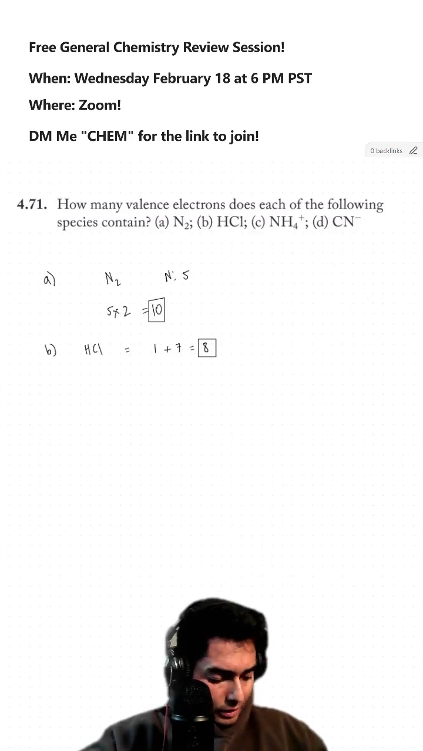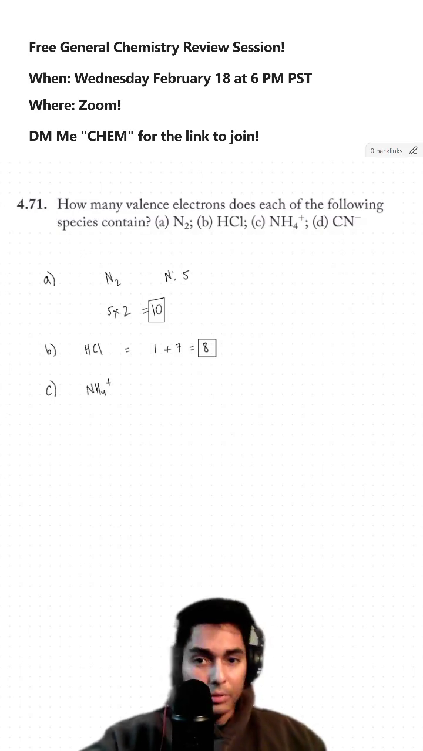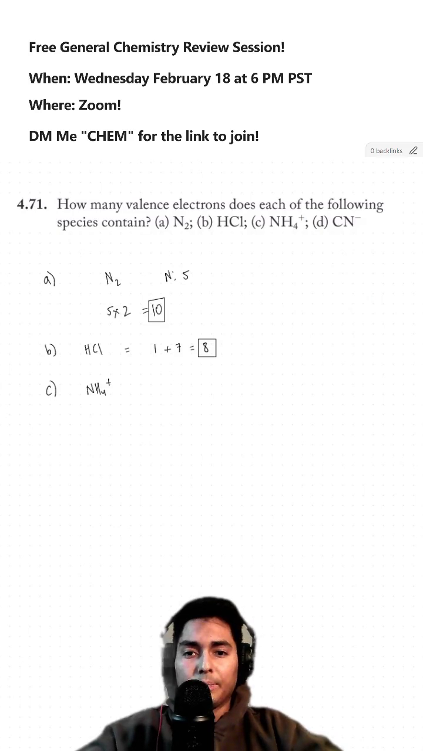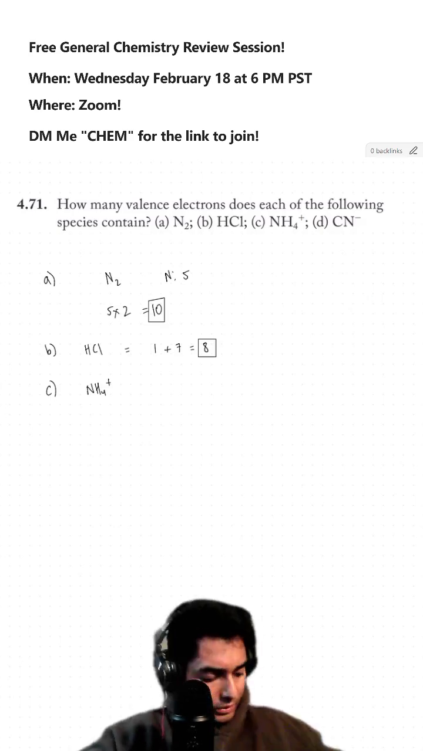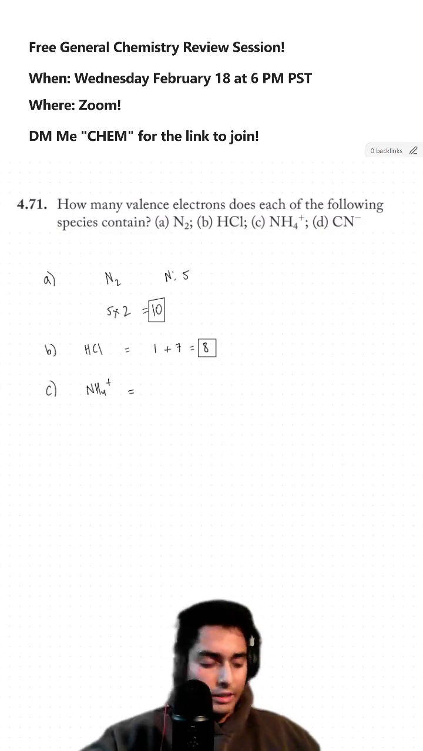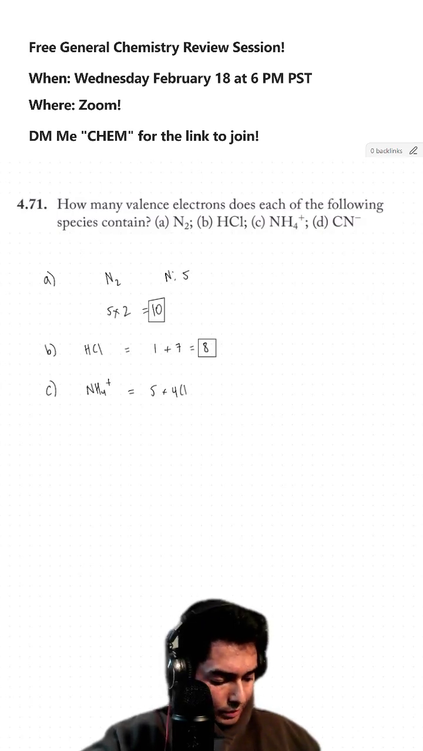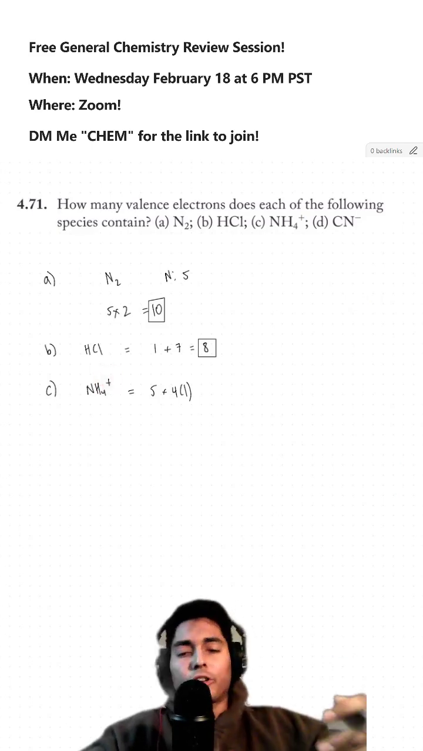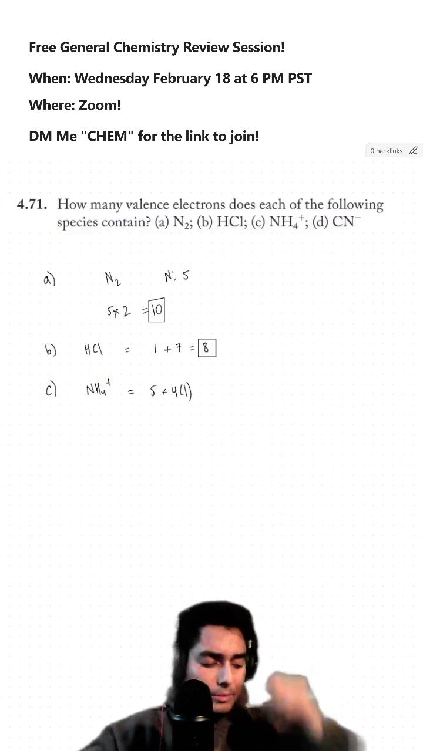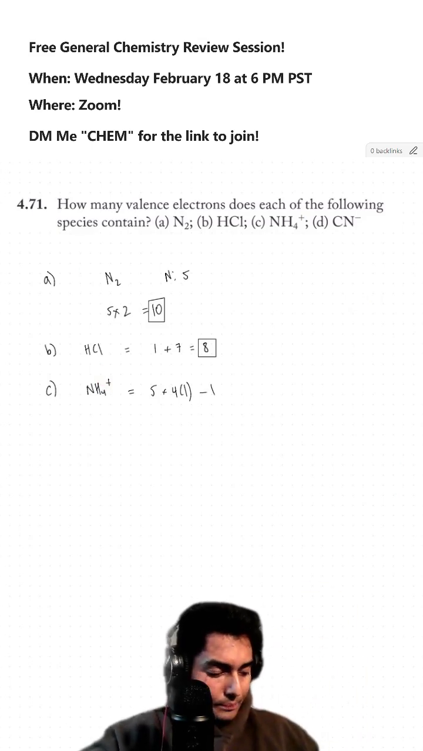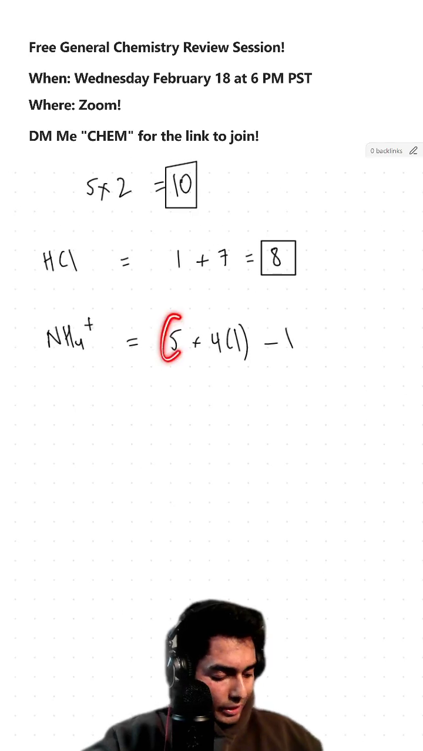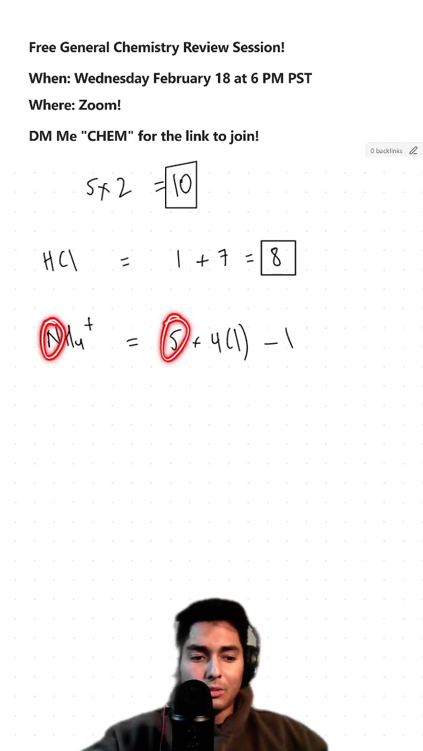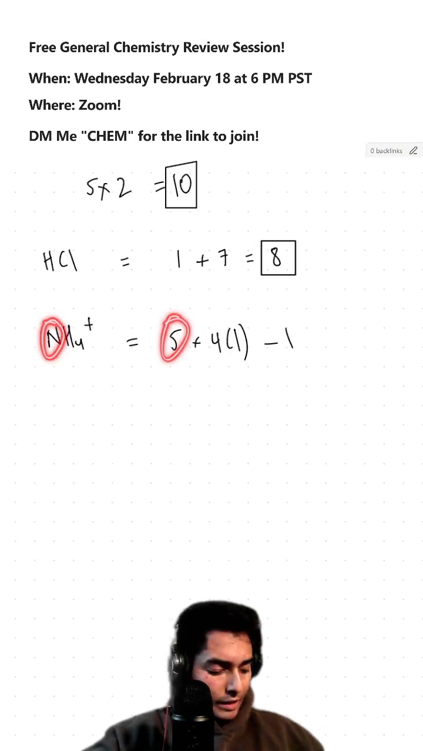Next up, we're going to have NH4+. NH4+, that's going to be ammonium here. All right, so typically nitrogen is going to have how many valence electrons? 5 plus 4 times 1. But now I'm adding a positive charge. So I have a positive charge. So if I'm giving a positive charge, that means I'm taking away 1 electron. So I have to subtract 1. Okay, so this 5 is because nitrogen has 5 valence electrons. And then 4 of these H's.